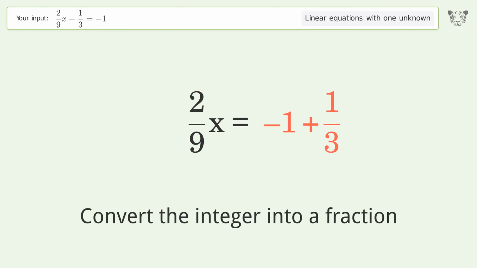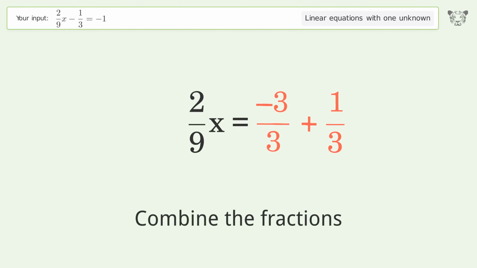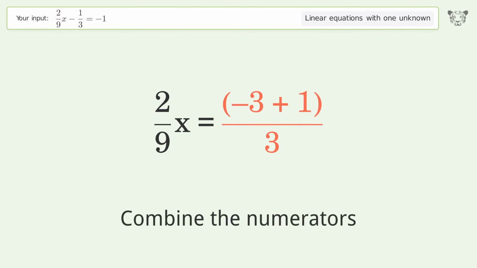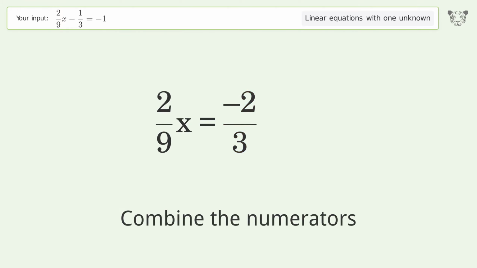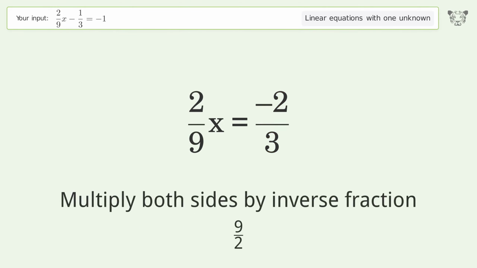Convert the integer into a fraction. Combine the fractions. Combine the numerators. Isolate the x. Multiply both sides by inverse fraction 9/2.